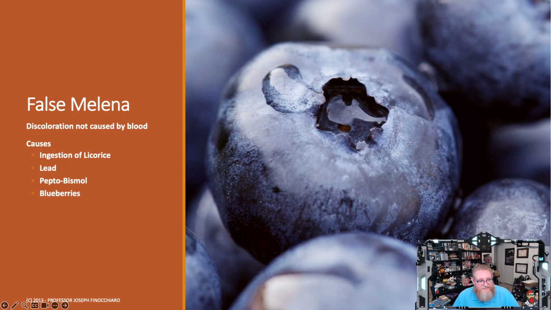False melena is any discoloration not caused by blood, and typical causes of this are ingestion of licorice, lead, Pepto-Bismol, blueberries, even consumption of beets can cause discolorations that can be concerning.